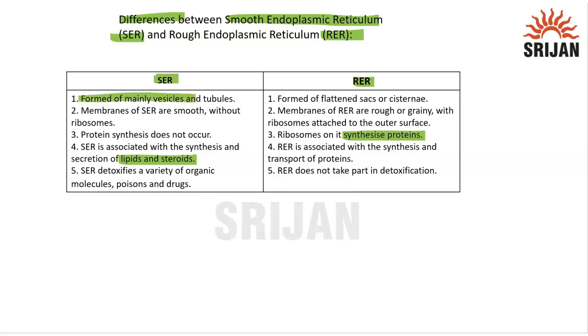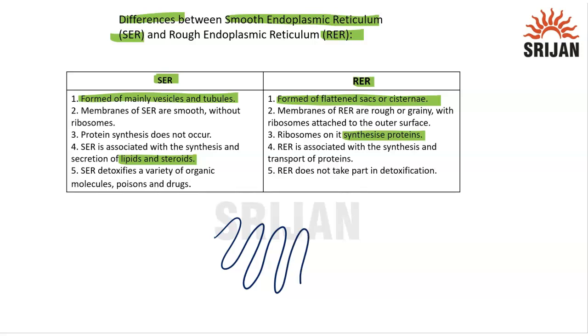This we understood, that the smooth endoplasmic reticulum is formed of many vesicles and tubules. But if I'm talking about rough endoplasmic reticulum, they have flattened sacs. What is cisternae? Cisternae means this type of appearance, a flattened sac-like appearance. Okay. See, this point you understand, that the membranes are smooth, they are not granules, they are agranular. But rough endoplasmic reticulum is very granular and rough.